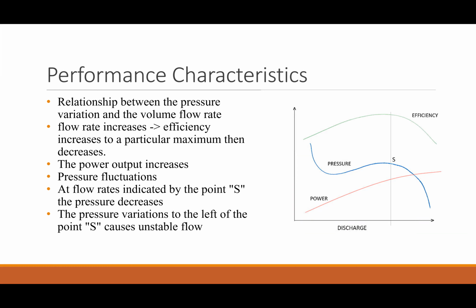Pressure fluctuations are also observed at low discharges, and at flow rates indicated by the point S, the pressure decreases. The pressure variations to the left of the point S cause unstable flow, which will be talked about next.